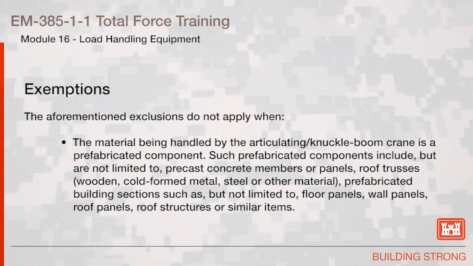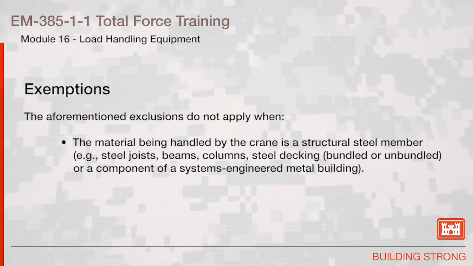Such prefabricated components include, but are not limited to, precast concrete members or panels, roof trusses, wooden, cold form metal, steel, or other material, prefabricated building sections such as, but not limited to, floor panels, wall panels, roof structures, or similar items, or the material being handled by the crane is a structural steel member, for example, steel joists, beams, columns, steel decking, bundled or unbundled, or a component of a systems engineered metal building.